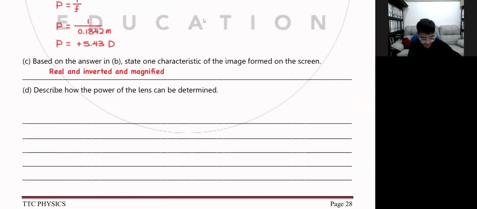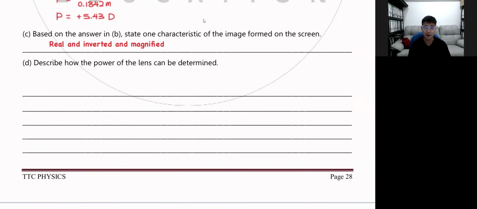So that means you are actually asked to explain the whole process of the experiment: explain how to get the U, object distance, and the V, image distance, and then describe how you get the focal length. Then using the focal length, how do you get the power of the lens? That means you have to explain the whole process. Okay, so now, do you still remember how to carry out this experiment?